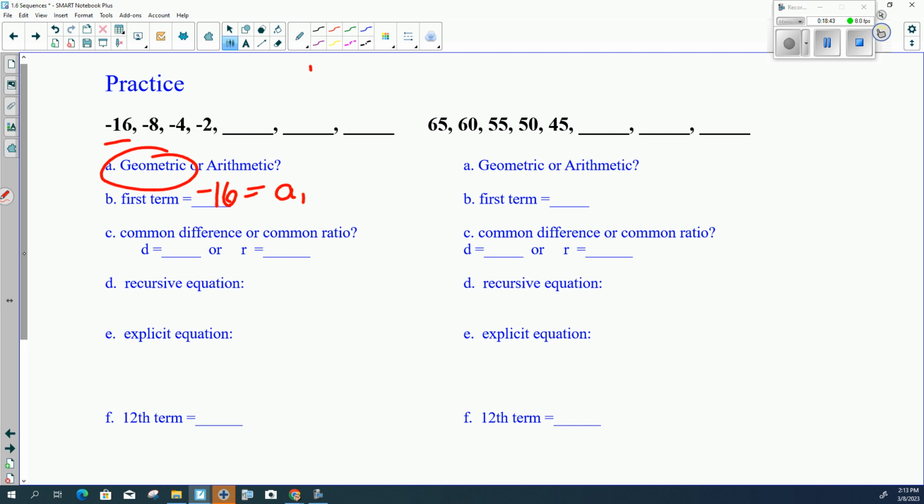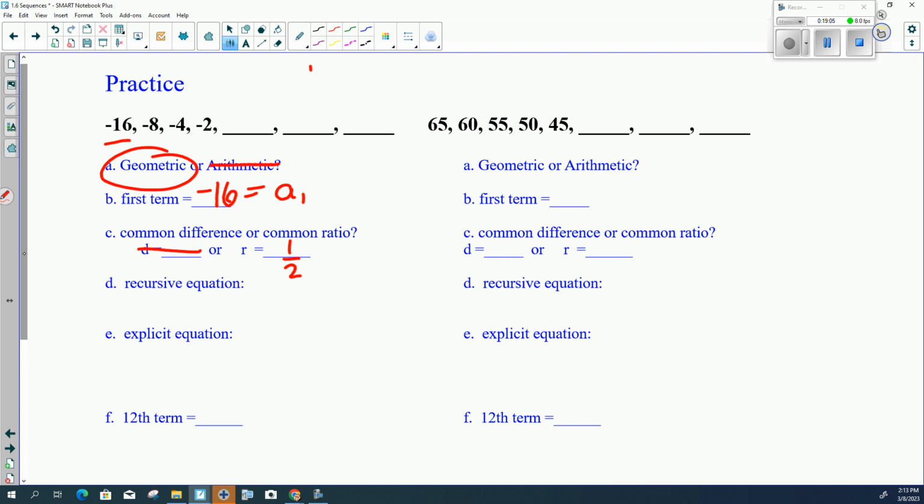Ambrose, does this have a common difference or a common ratio if it's geometric? So Ambrose, what is the common ratio for this one? Everyone's answering for you. I must not be saying your name. It is dividing by 2, which is a half. And we usually write it as a multiplier.